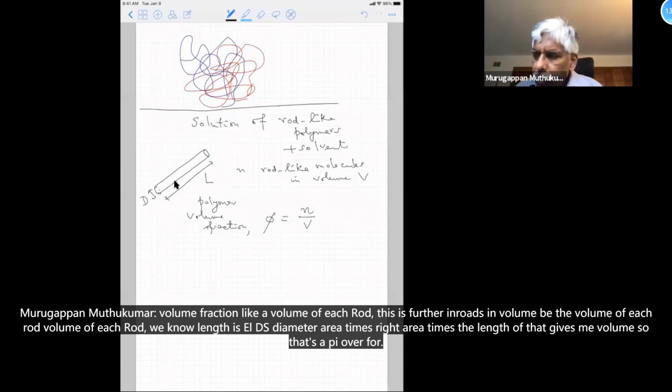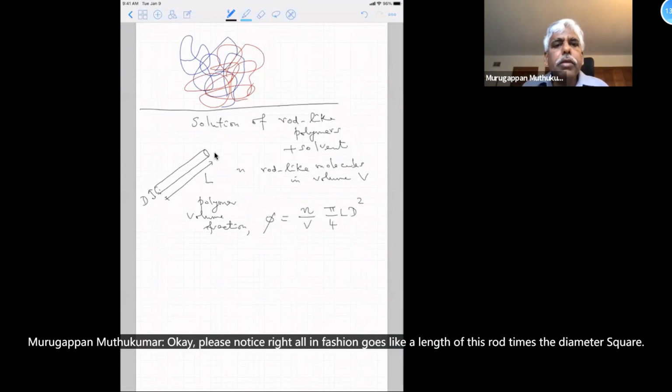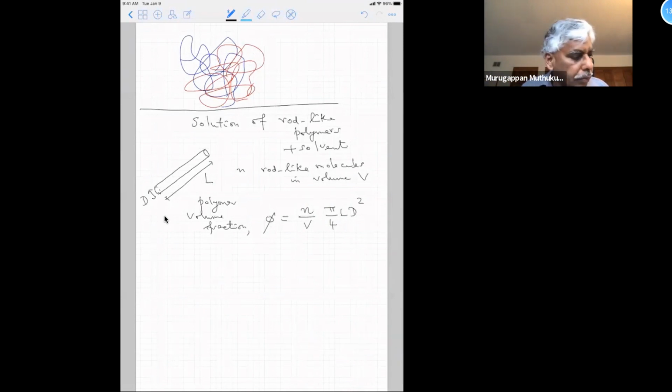The volume of each rod, we know the length is L, D is the diameter, so area times length gives me the volume. So that's pi over 4 L D squared. Okay, please notice that the volume fraction goes like the length of this rod times the diameter squared.